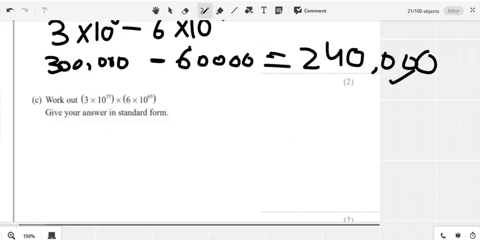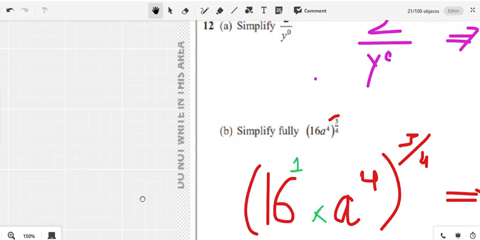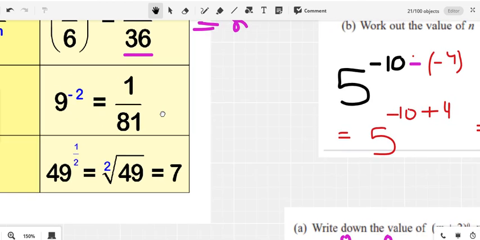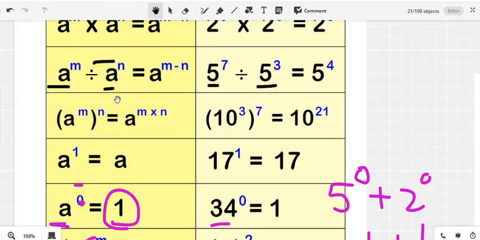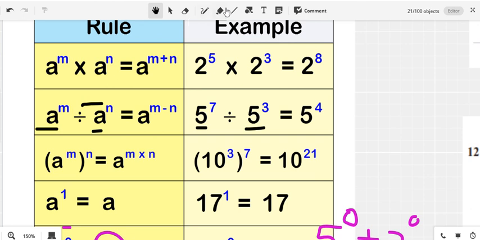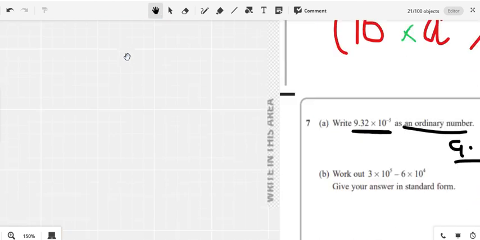Now question number C. Work out 3 times 10 to the power 55 and 10 to the power of 65. This is in brackets, but in the middle there is a multiply sign. So if we go by the rules of exponents, when there is a multiply sign and the bases are the same, two things to keep in mind. The bases are the same and there is a multiply sign, so you will add the powers.